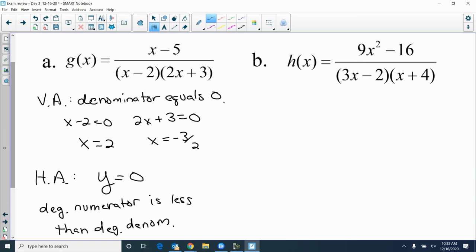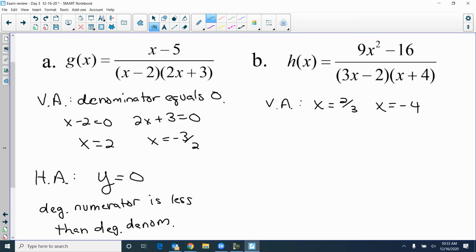Now, if you look, the numerator does factor, but we don't really need to worry about it for this question. Vertical asymptotes, same thing as before. x equals positive 2/3 and x equals -4, where both of those equal 0. So we'll be fine. All right, now what's the horizontal asymptote going to be?